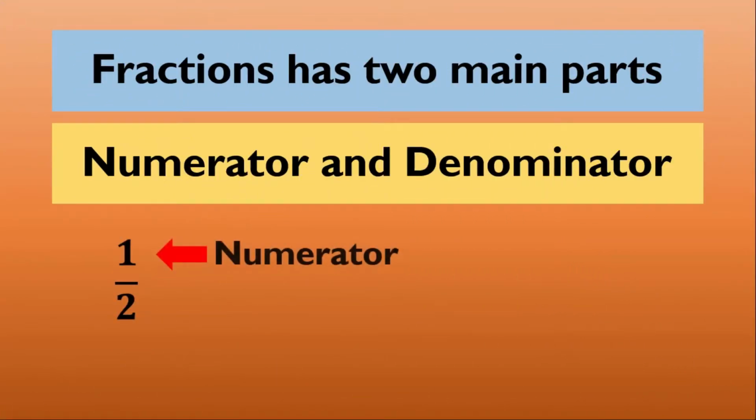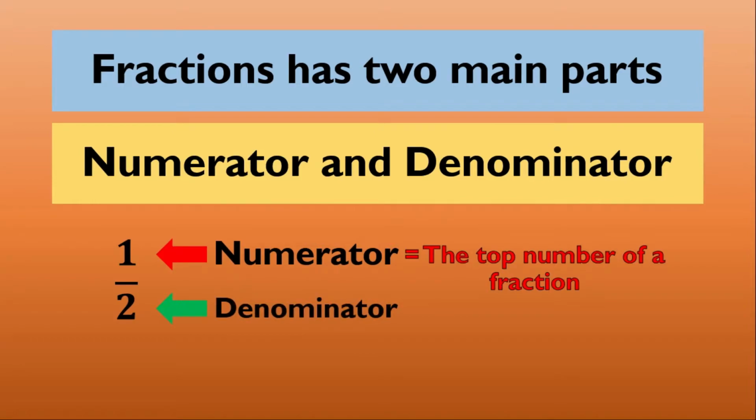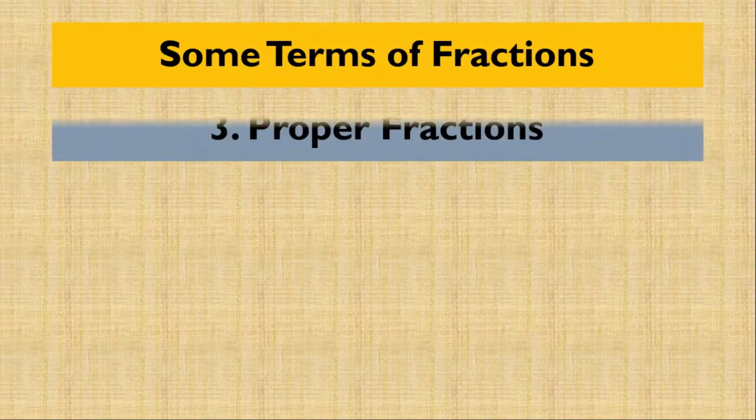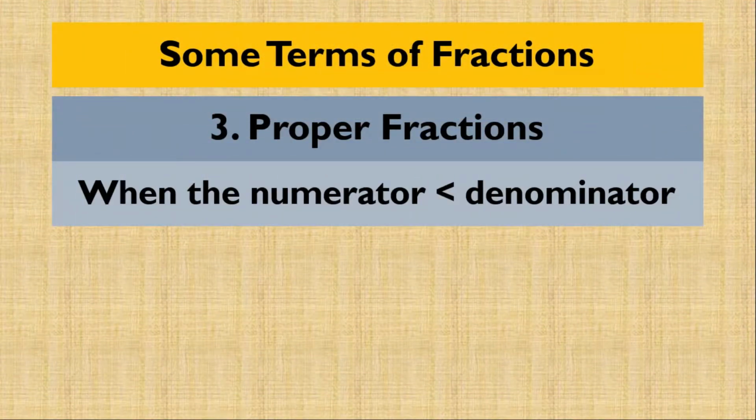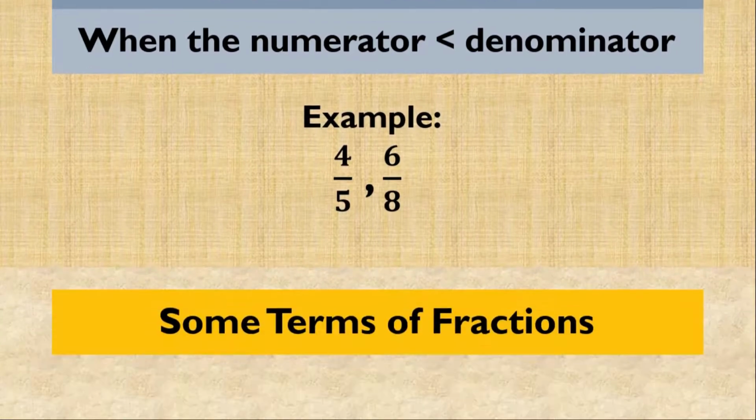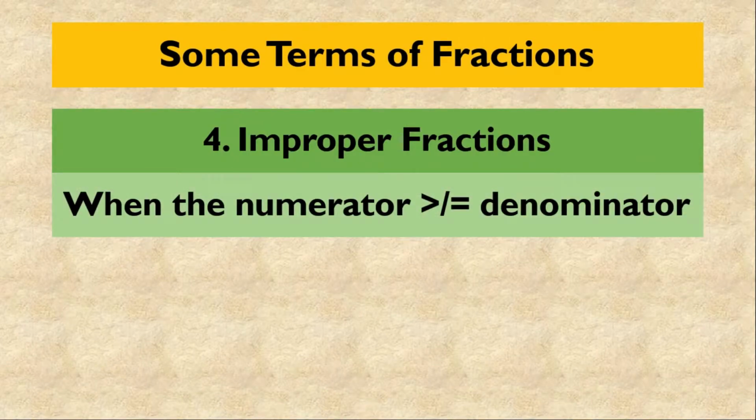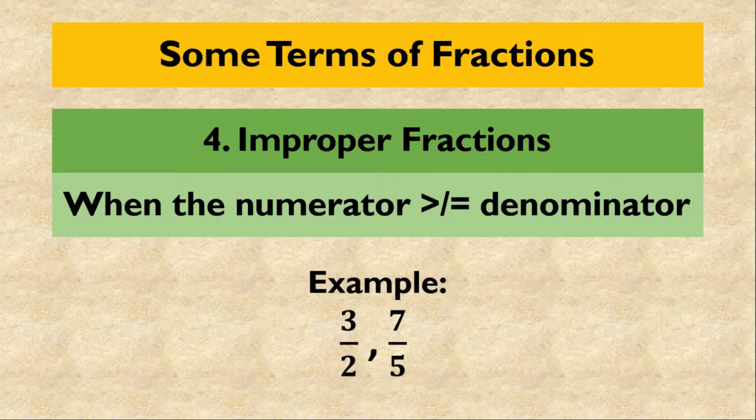1. Numerator is the top number of a fraction. 2. Denominator is the bottom number of a fraction. Proper fractions, where the numerator is less than the denominator. Improper fractions, where the numerator is greater than or equal to the denominator.